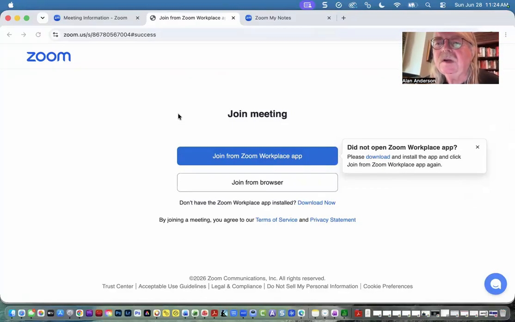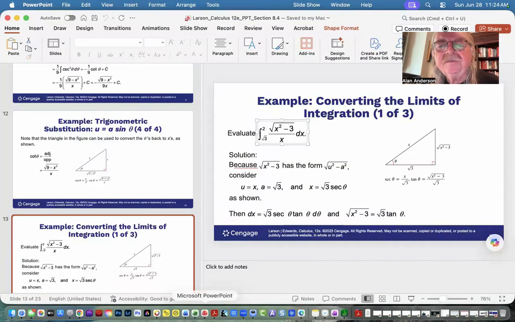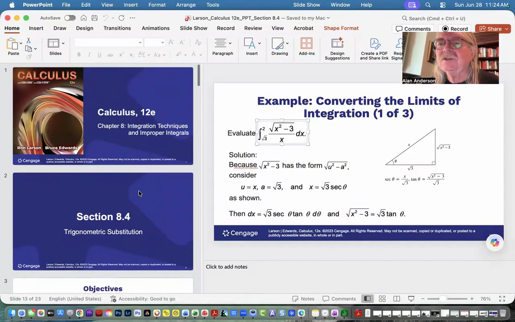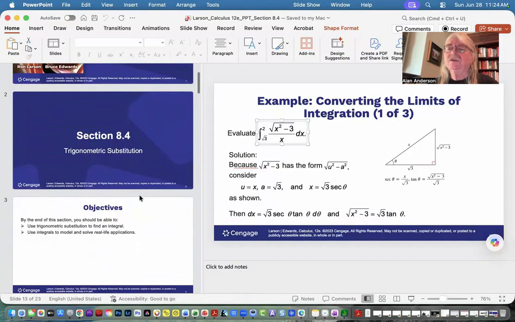All right, so we're going to carry on with chapter 8. Right now, we're specifically looking at section 8.4, which is our discussion about what's called trigonometric substitution. And what is this all about? Well, what we're trying to do is take integrals that have certain forms and convert them into a trig function, which makes it easier to take the integral.